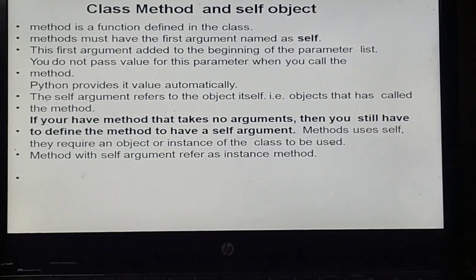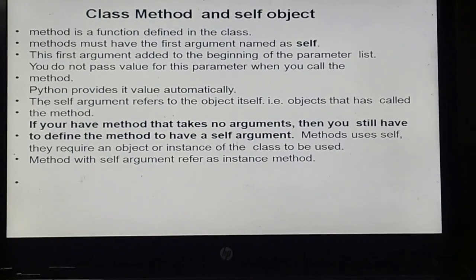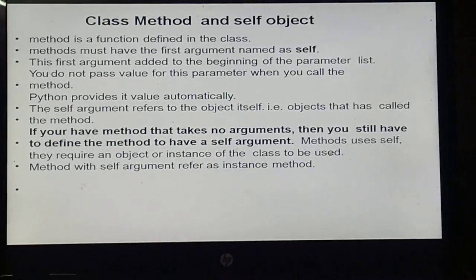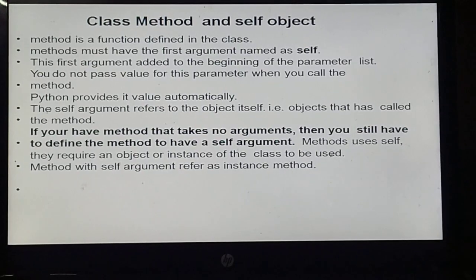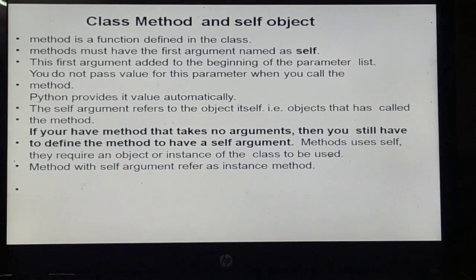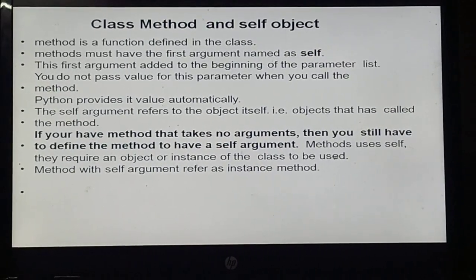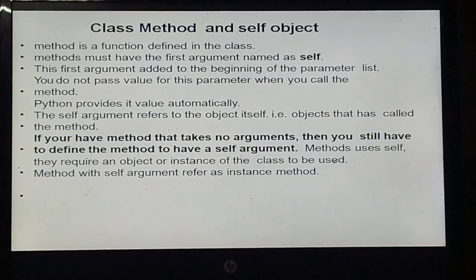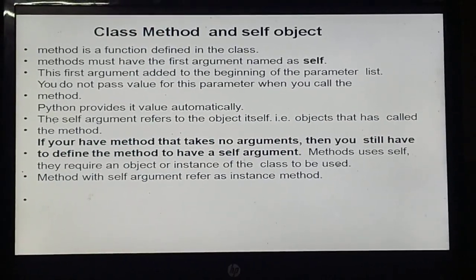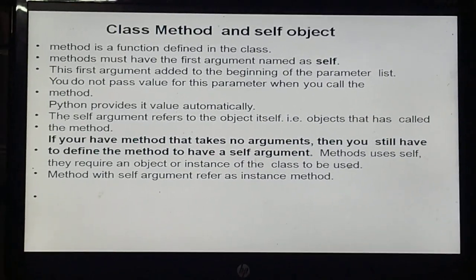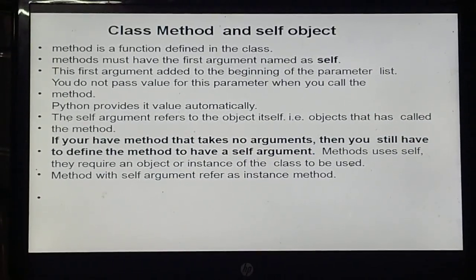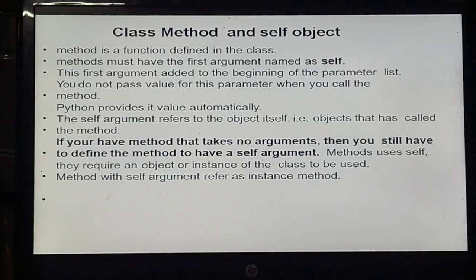Till now we have seen that we define basic ordinary functions with or without arguments, but when we talk about a class method, it must contain the parameter known as self, and it should be the first parameter. Whenever we define the class method, this argument is added to the beginning of the parameter list. Moreover, you do not pass any value for this parameter when you call the function.